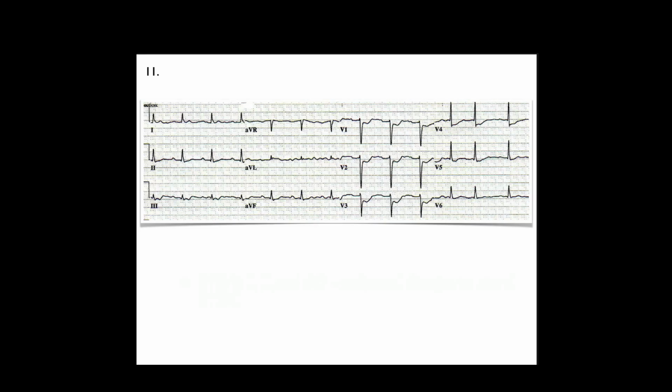And then Natalie, number 11. I see a little bit of depression in 2, 3, aVF as well as V1, V2, V3, V4. So I'm thinking maybe an NSTEMI. I don't see any elevation anywhere. Okay. It could also be a posterior. Yeah, this is a hard one.